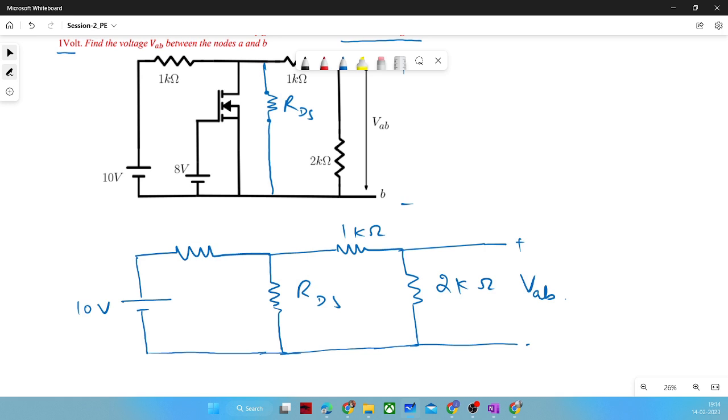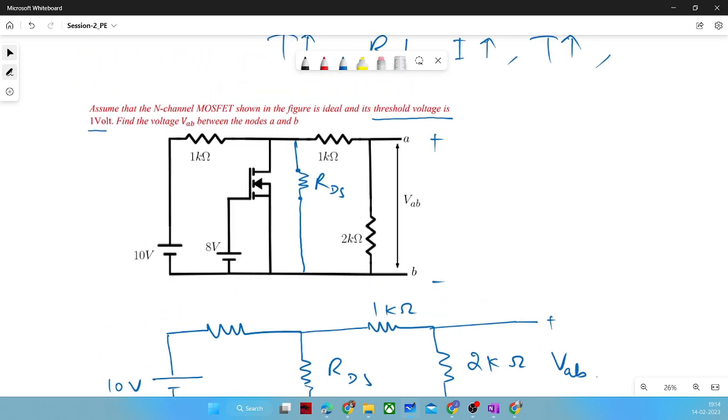There's no need to consider VGS here. Yeah, you are correct. So no need to consider this 8 volt. We can easily eliminate it because it is isolated from the drain and source terminals D and S. It is just there to create the channel. So we can ignore this 8 volt. Now this is your circuit.